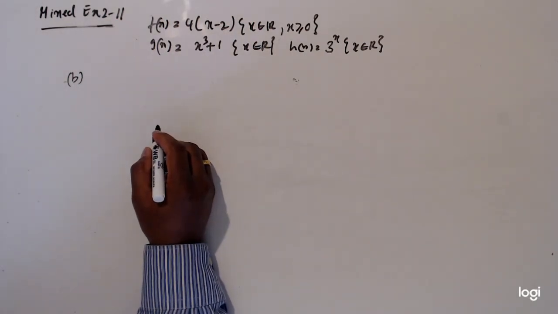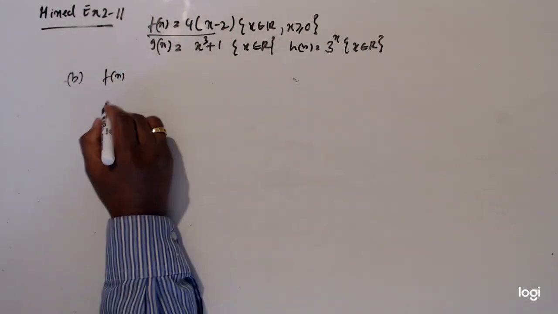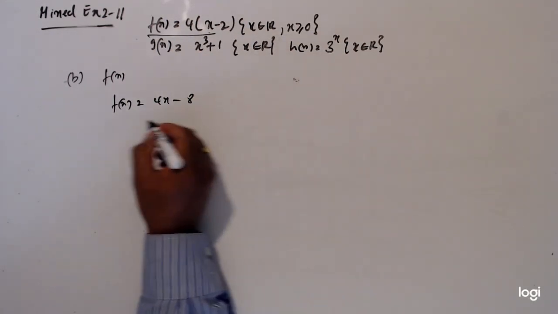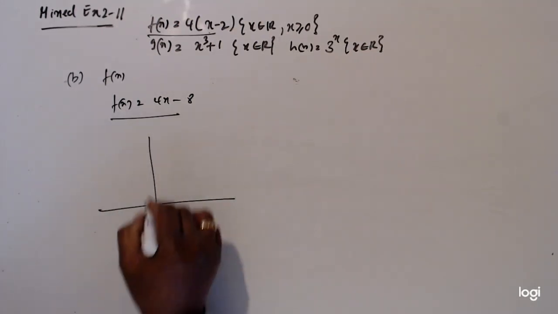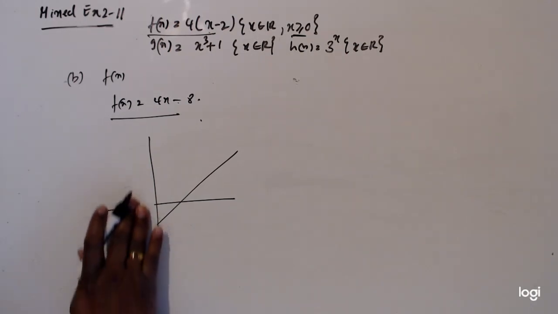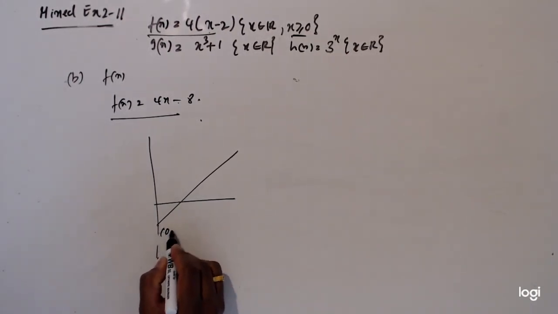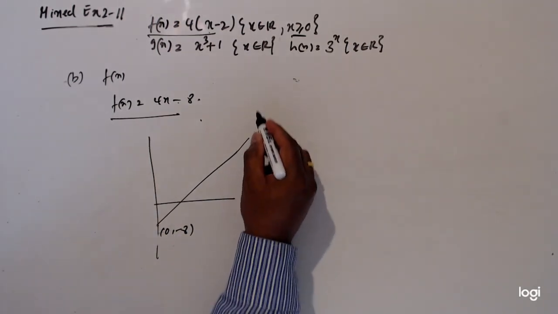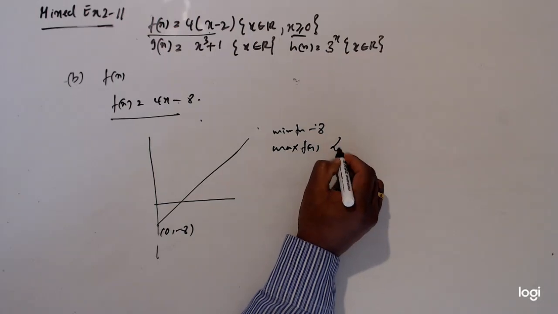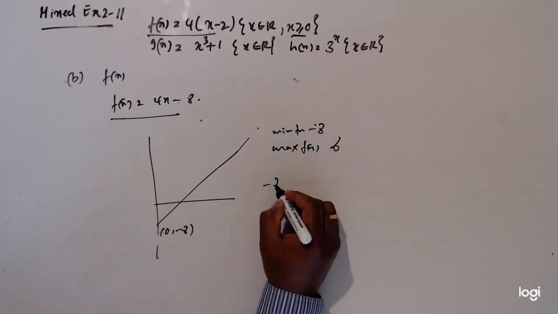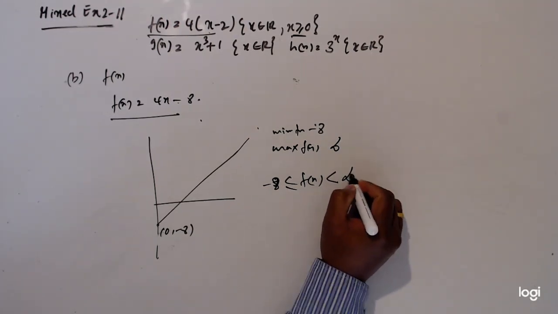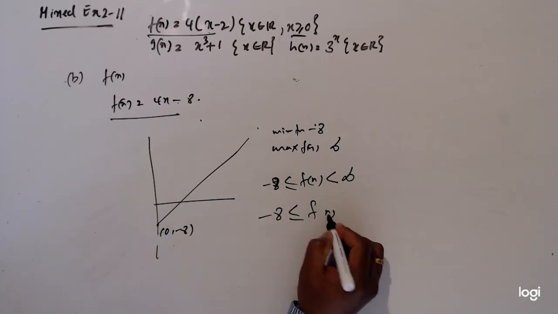Part B, we need to find the range of f(x). So f(x) equal 4x minus 8, 4 times x, 4x minus 8. This is a line, so positive gradient, negative y intercept, something like this. The domain is given x greater than 0, so we don't need to worry about the left side. And this value is 0 minus 8, and maximum of y goes to infinity. So minimum f(x) is minus 8, max f(x) is infinity. So the range is minus 8 greater or equal, it can equal as well, and less than infinity, or you can write anyway.